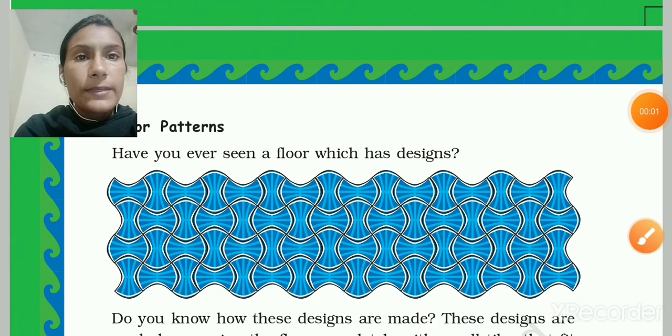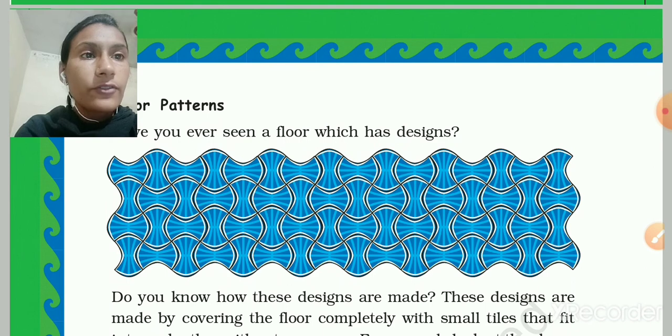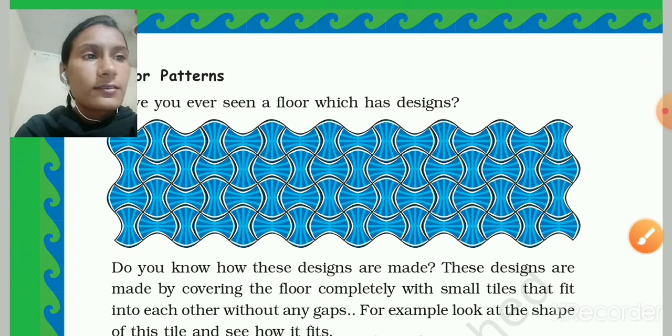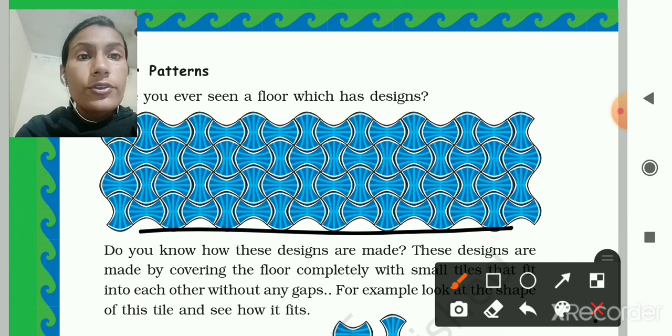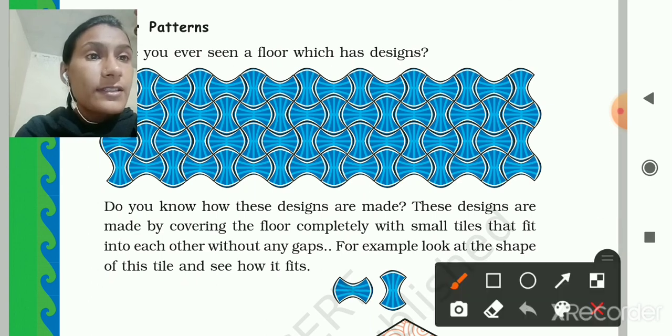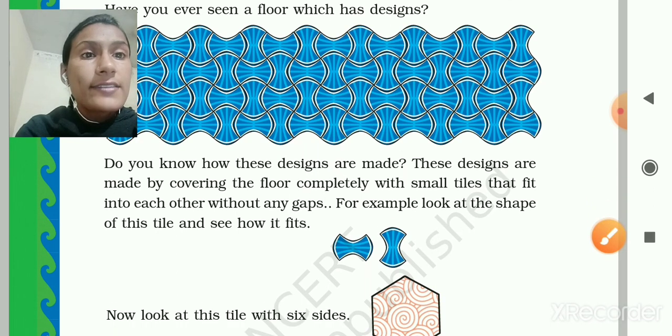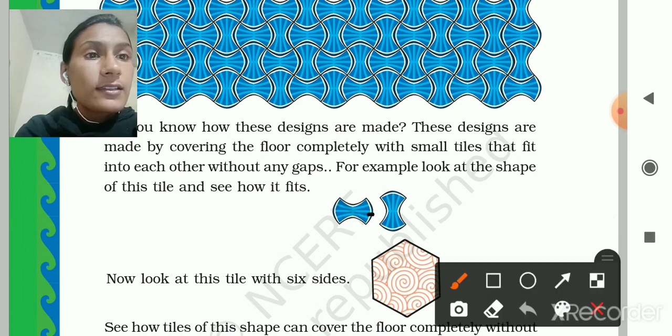The next topic is flower patterns. Have you ever seen a flower which has designs? Of course, like these designs. Do you know how these designs are made? These designs are made by covering the flower completely with small tiles. That means small tiles that fit into each other without any gap. You can see here. For example, look at the shape of this tile and see how it fits. You can see how this tile can fit.